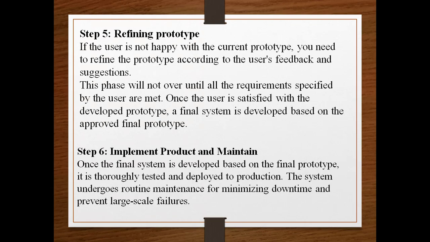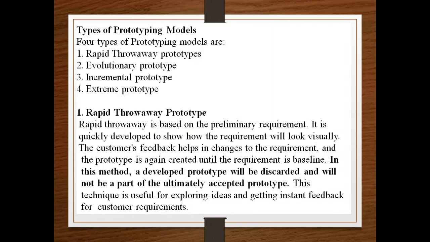Last is step 6, where you're going to implement your product and maintain it. Once the final system is developed based on the final prototype, it is thoroughly tested, deployed to production, and this system undergoes routine maintenance for minimizing the downtime and preventing large scale failures.